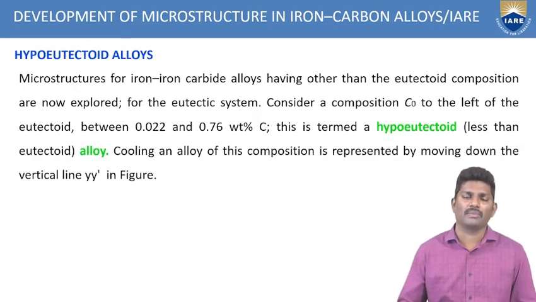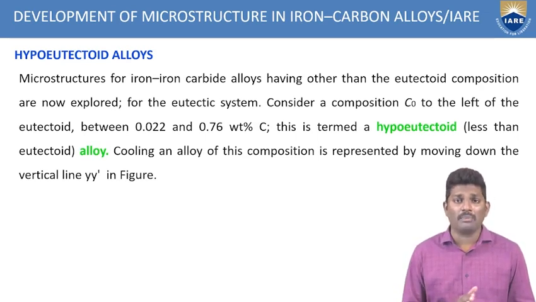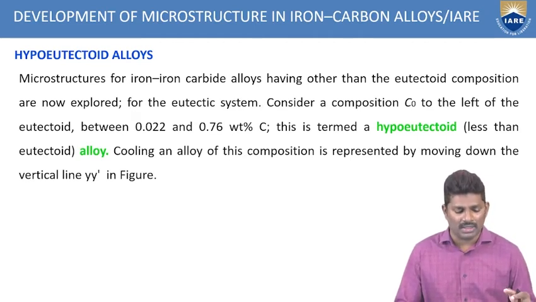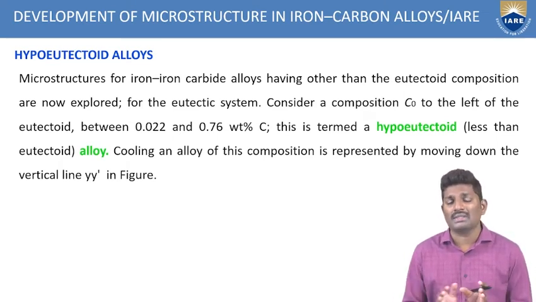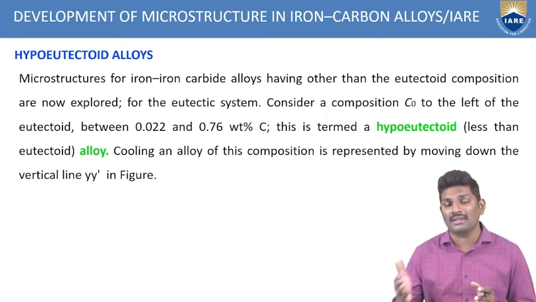Next, that is about development in the microstructure of the iron carbon diagram. Next, coming to the hypoeutectoid alloys. So what are the hypoeutectoid alloys? In the previous sessions we have discussed what is eutectoid, eutectic and proeutectic. Now in this session, we are going to learn a new terminology called hypoeutectoid alloys. So what are hypoeutectoid alloys? In the iron carbon diagram, these are alloys having compositions other than the eutectic composition.